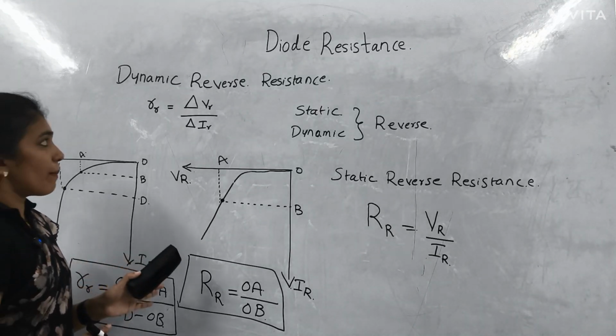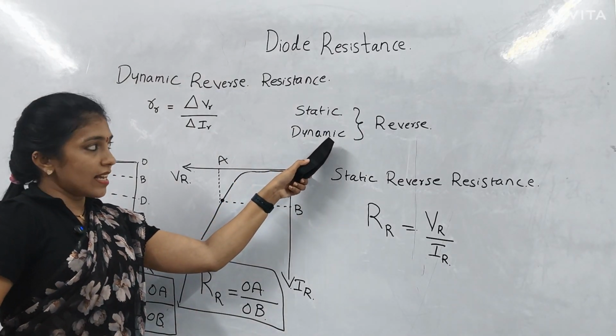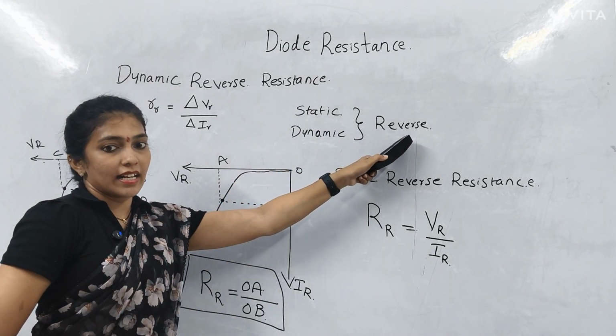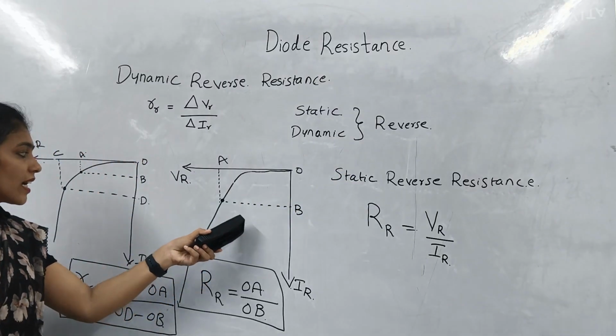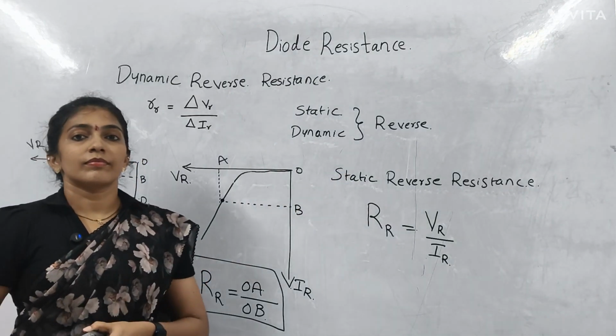So in this topic, we discussed static and dynamic resistances when the diode is in reverse bias condition, using the reverse characteristics of a diode. Thank you.